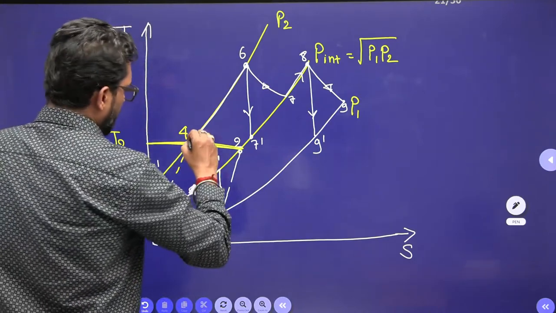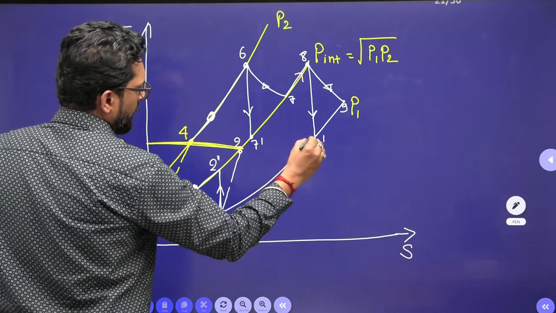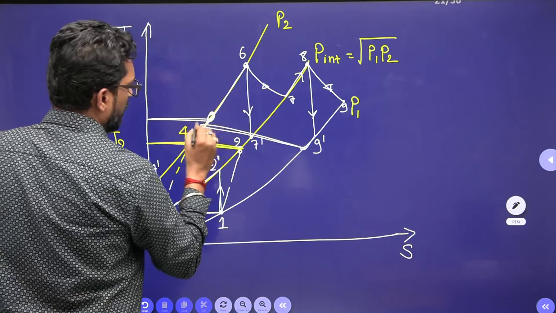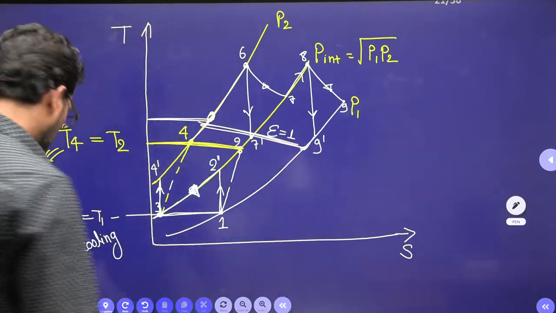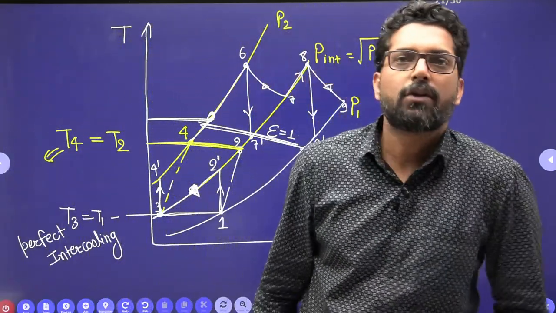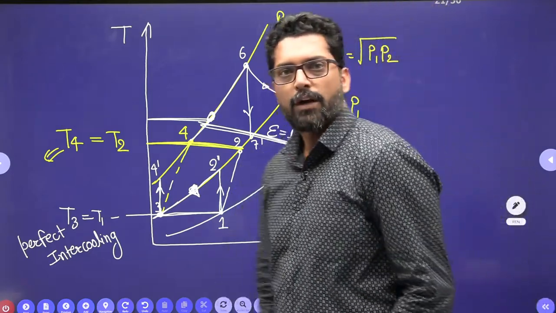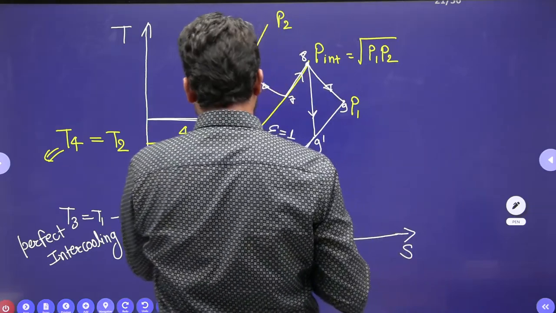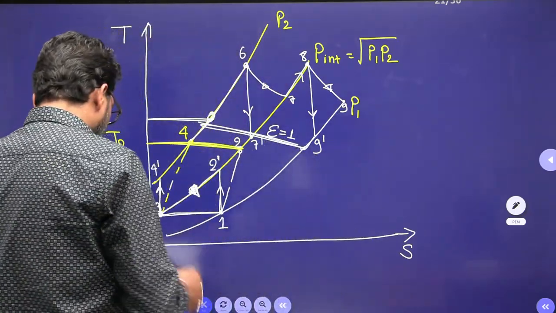And if there is regeneration, this point is shifted to this one, and this point is shifted to this one, and these two lines are the same. Why? Because the effectiveness of the heat exchanger is 1. Now you can calculate all the given data, the 0.2, the 0.4, and how to calculate them. There must be a calculation like that.